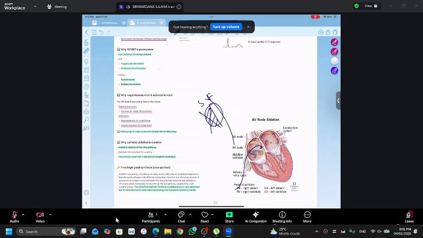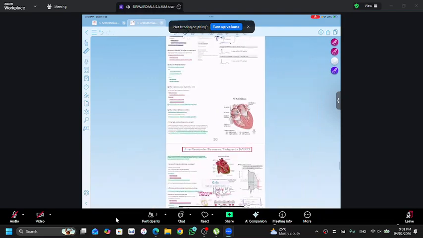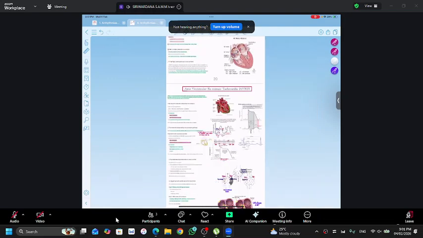So then only the fast pathway remains, and therefore impulse conduction happens only along the fast pathway. So selective catheter ablation of the slow pathway is the definitive cure for AVNRT. After that, AVNRT won't happen. Okay, so that is one thing you need to know.